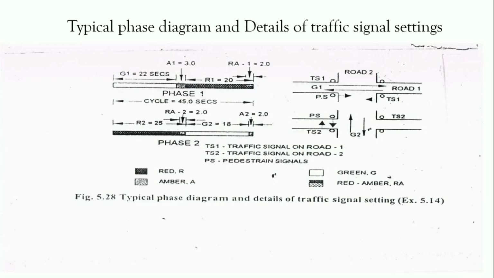So this diagram is showing a typical phase diagram and the details of a traffic signal setting. We can see that there are two phases, first phase and second phase, in which G1 is representing the green time, A1 the amber time, R the red time, and RA the red amber. You can see that in both phase 1 and phase 2 the cycle times will be the same. A diagram showing an intersection is shown on the right side, where TS1 is the traffic signal on road 1, TS2 is the traffic signal on road 2, and PS is the pedestrian signals.